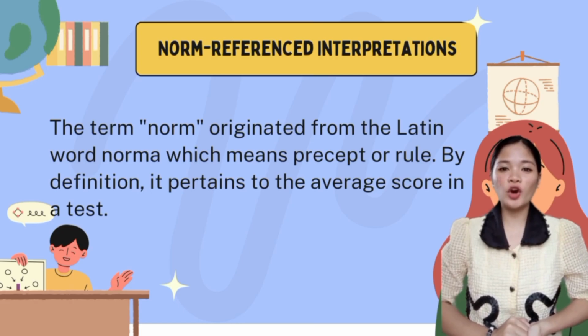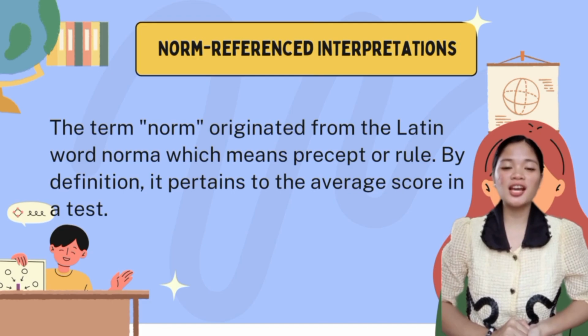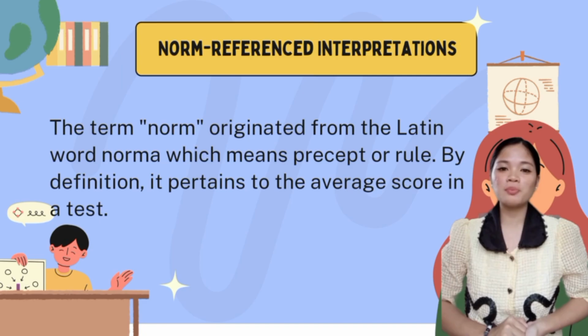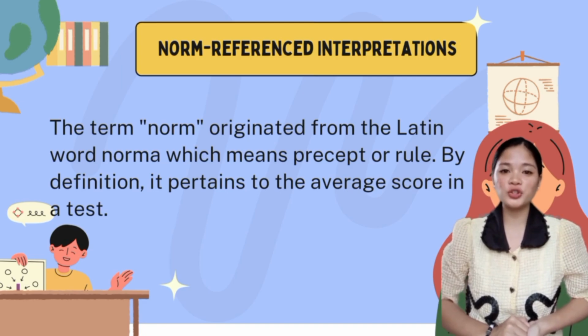Let's begin with the norm reference interpretation. The word norm comes from the Latin word norma, which means rule. In this interpretation, a student's score is compared to the performance of other students in the group. For example, you took a test and scored 67 out of 70. When the teacher compared everyone's score, your score was the highest in the class. This shows your performance is judged by how well you did compared to your classmates.